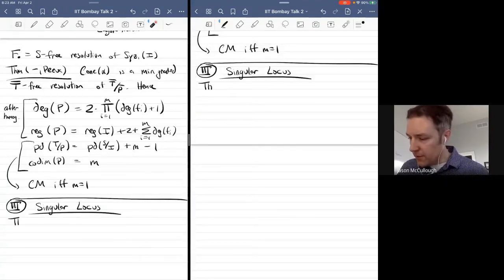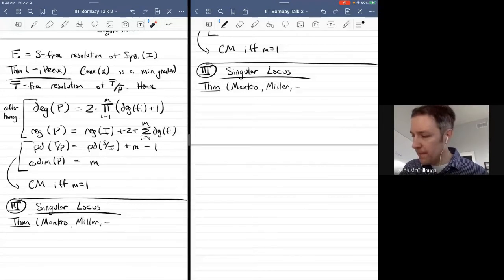And maybe I'll just state our first main theorem. This is joint work with Powell, Mentaro, Lance Miller, and myself. So this is just going to be MMM in the future. Suppose that I is this graded ideal in the polynomial ring.